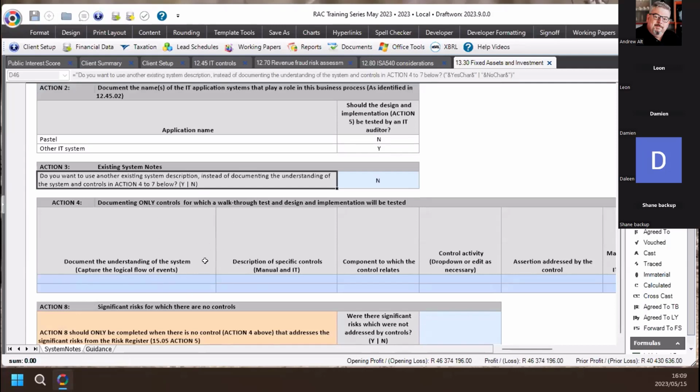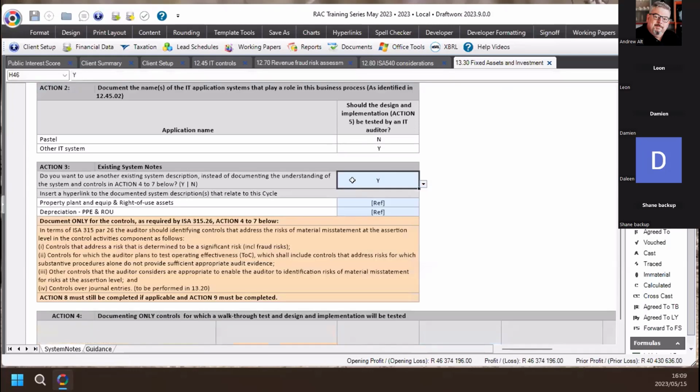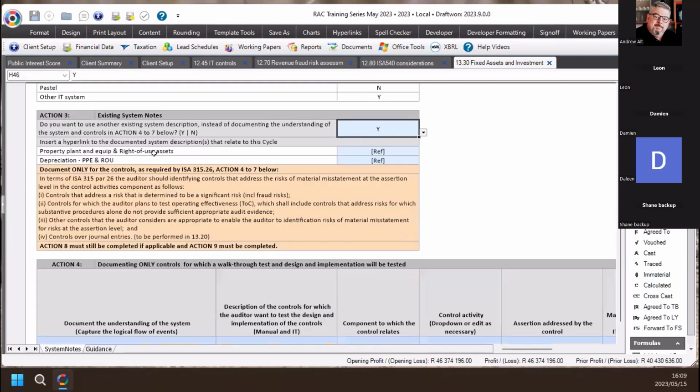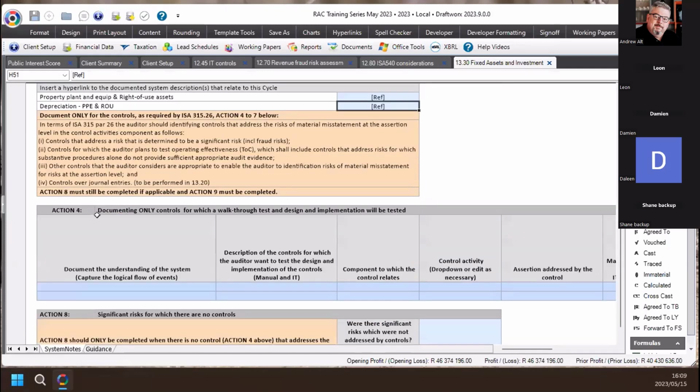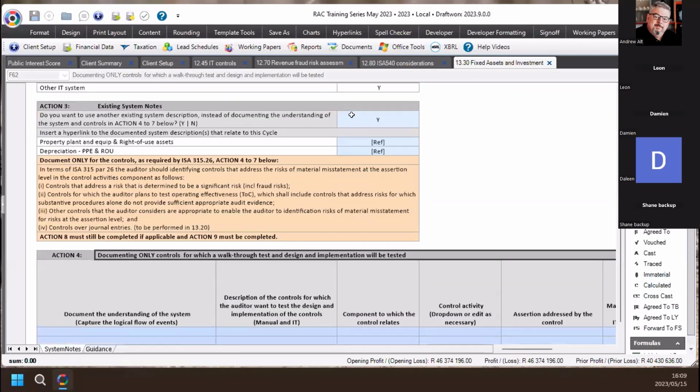So you might already have a Word document or an old PDF or an old Excel spreadsheet that you've used to document your understanding of the system. Then you can go and say, yes, I want to just document that. All right, not a problem. It'll just take you through reference to where it's going. And then action 4, we're only dealing with controls that we're actually wanting to test. And I'll touch on that in a moment.